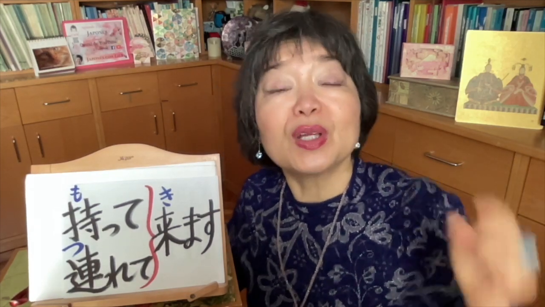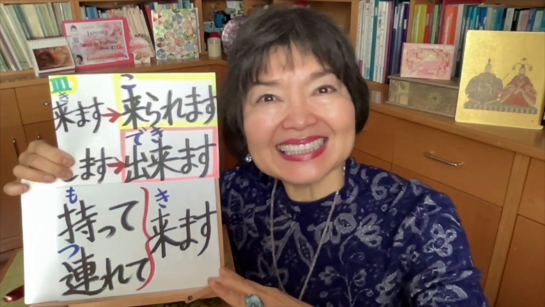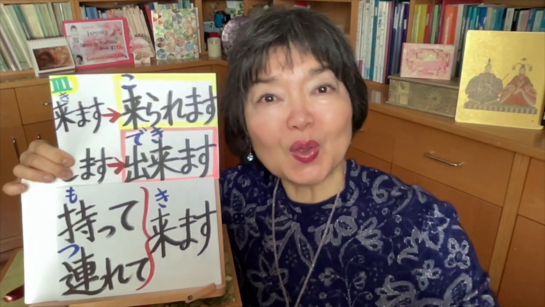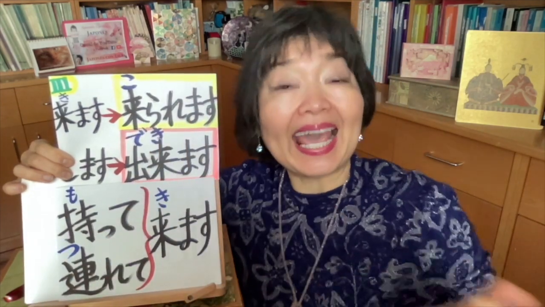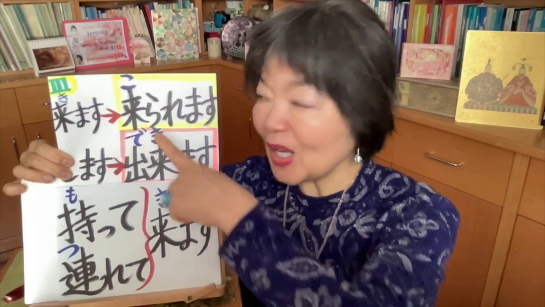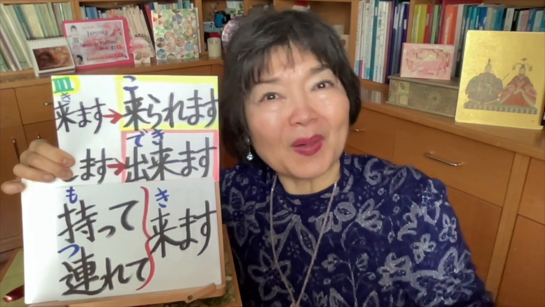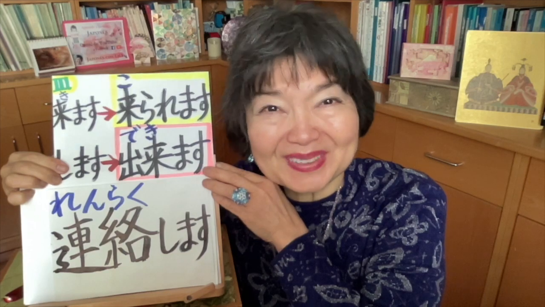Even though there are only 2 verbs in the third group, 来ます and します, actually all the compound verbs with 来ます and します are also group 3. For example, 持ってきます, bring something. 連れてきます, bring someone. Let's change them into potential verbs. 持って来られます, I can bring. 連れて来られます, I can bring someone.